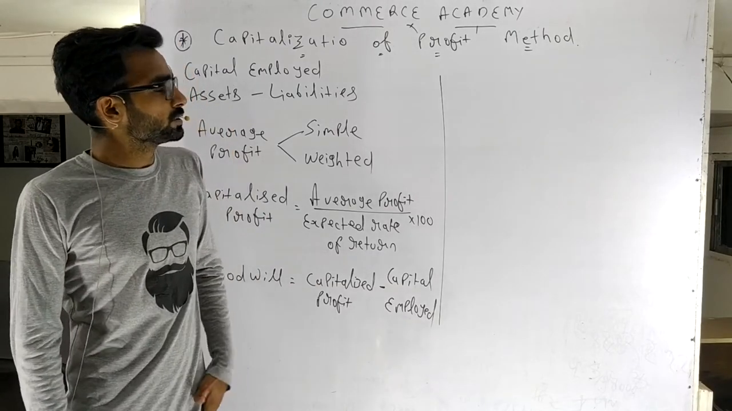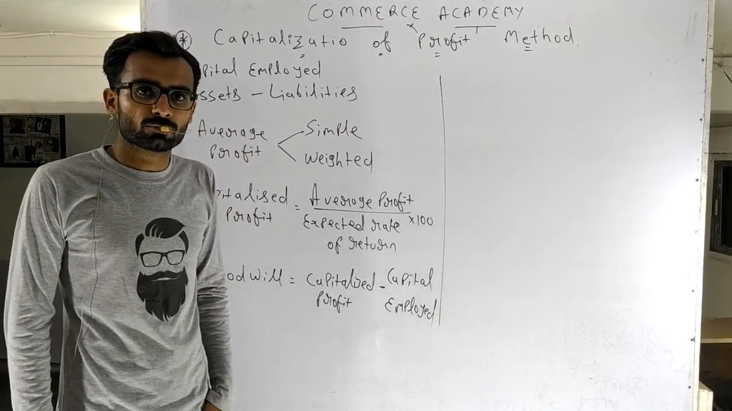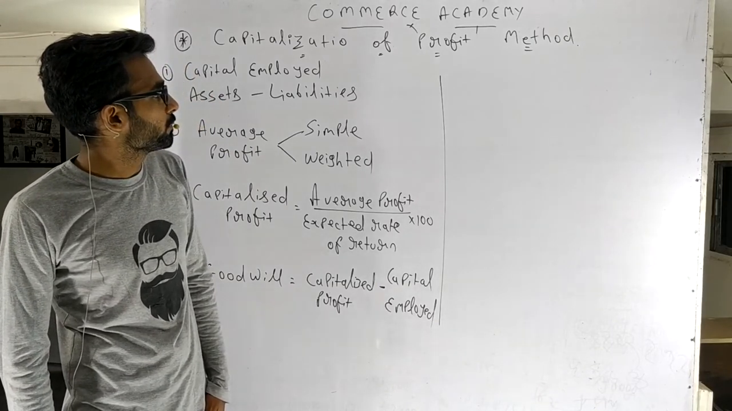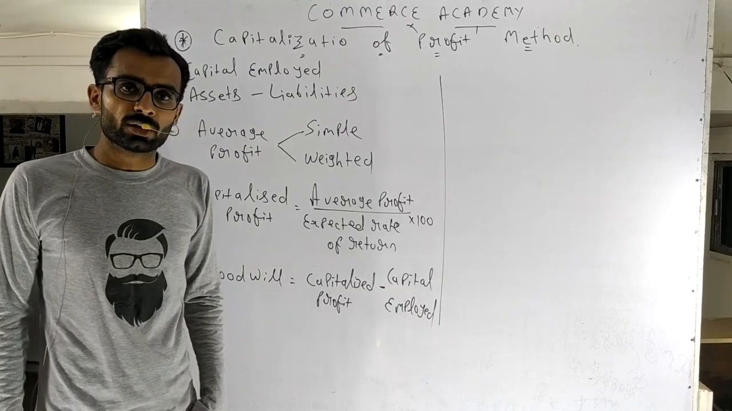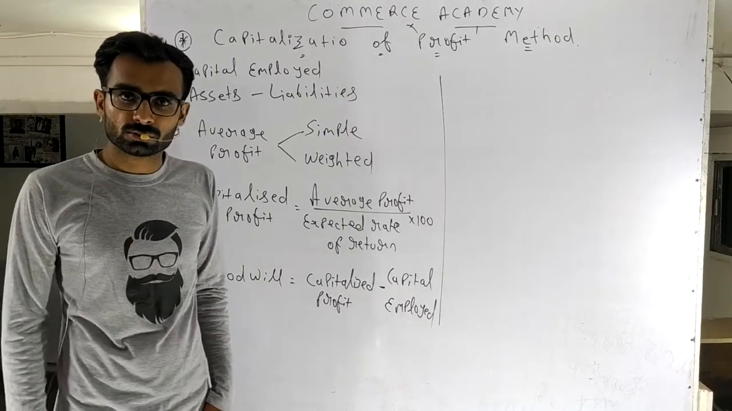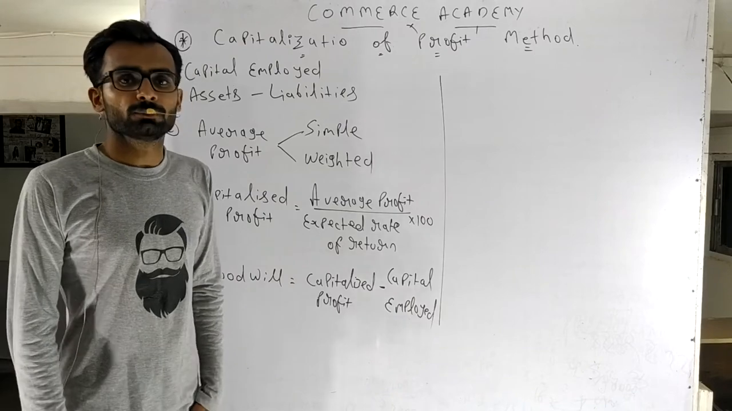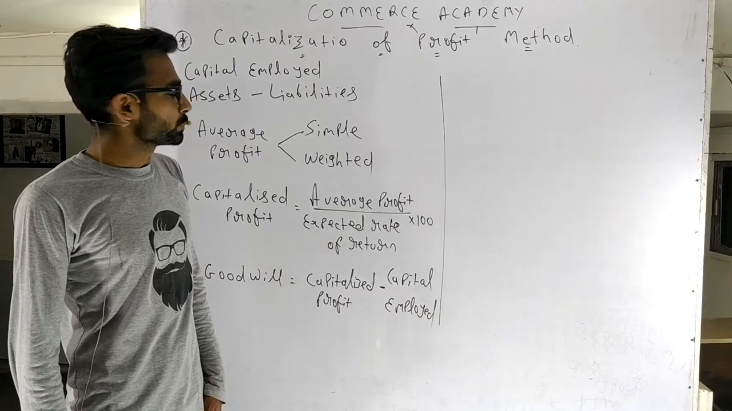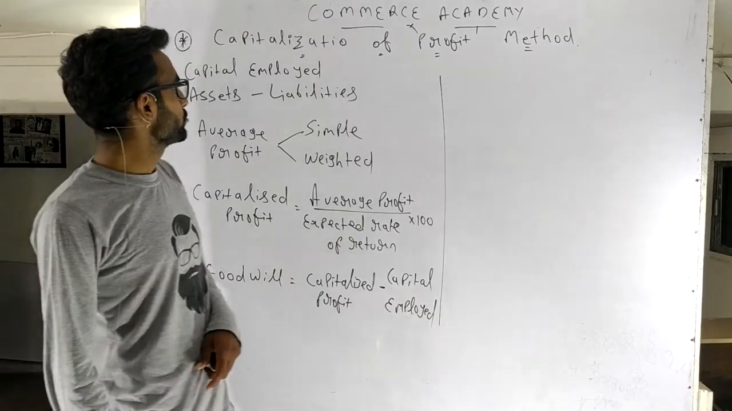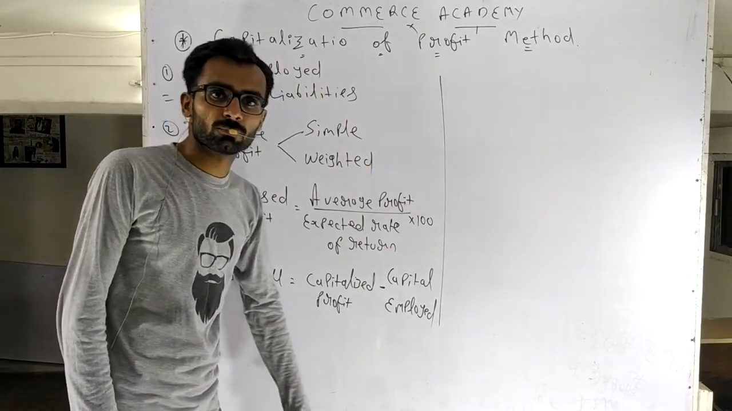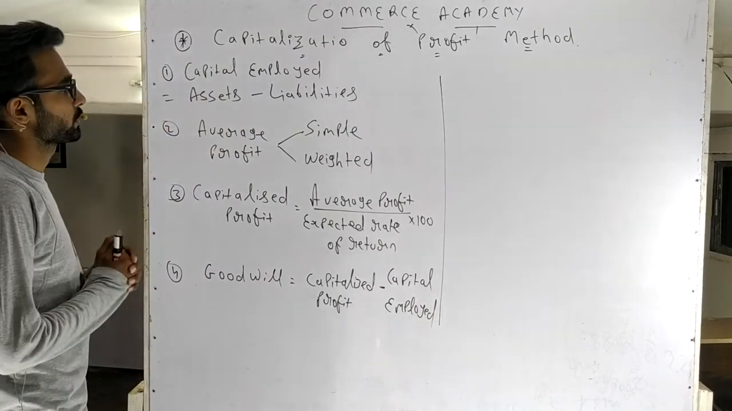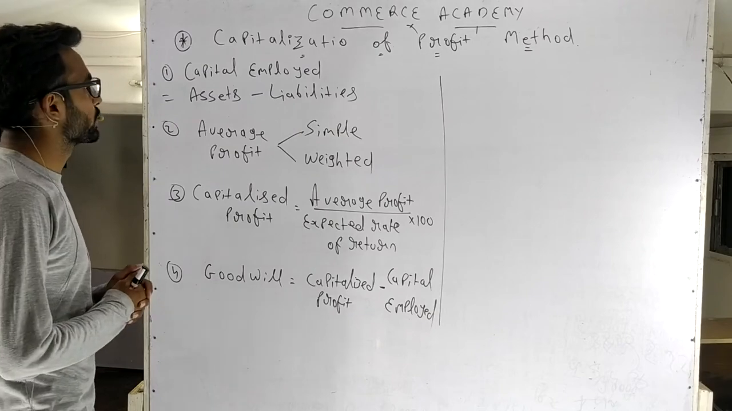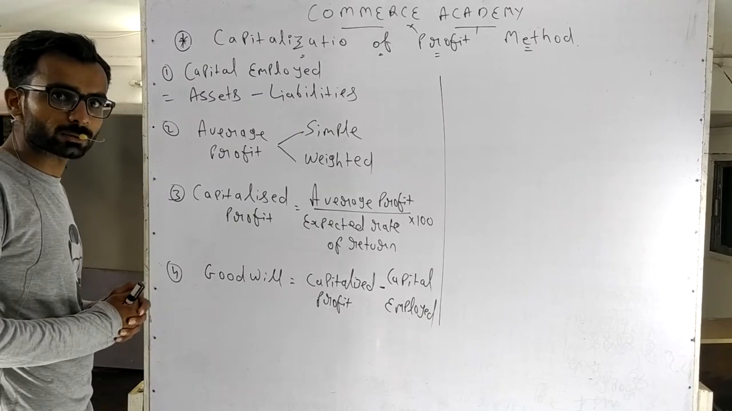So, we'll start our chapter number 3, valuation of goodwill, with the capitalization of profit method. We have learned 3 methods: simple average profit method, weighted average profit method, and super profit method. Now we are going to learn the capitalization of profit method. There are 4 steps to calculate the goodwill as per this method.